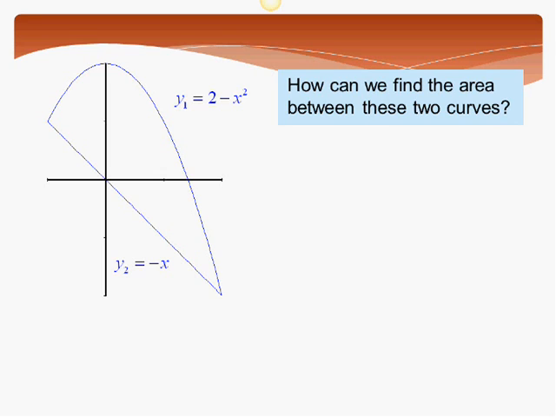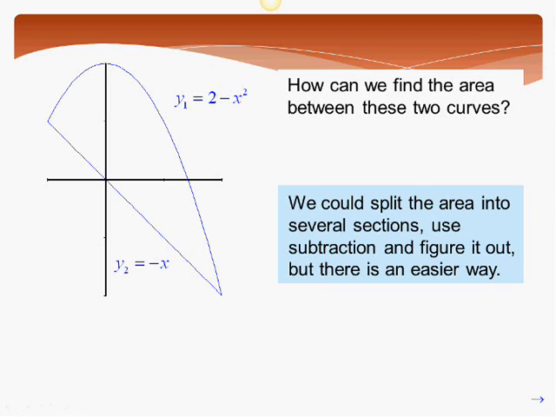So, first concept is, how can we find the area between these two curves? And I have here the parabola, y equals 2 minus x squared, and then I have this graph negative x. And I would like to try and find the area between these two curves. We could split the area into several sections and use subtraction and figure it out. Like, we could integrate from here to here, and then from there to there, and then from here to here down below, and add and subtract all these different pieces.